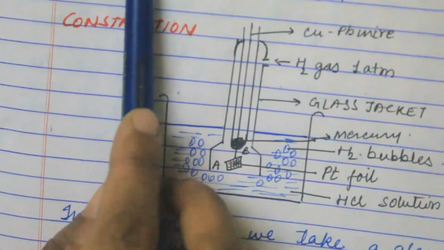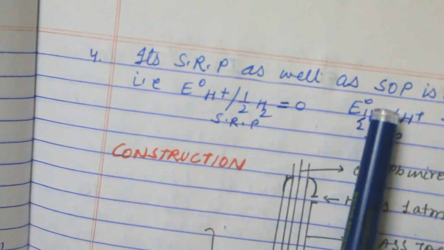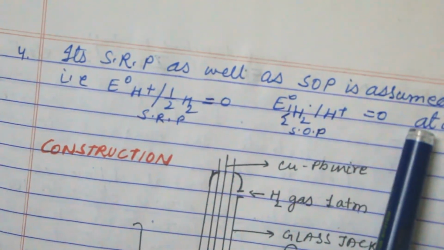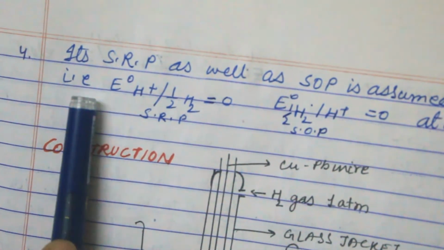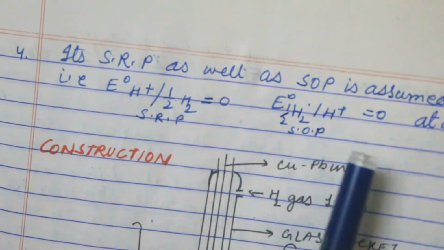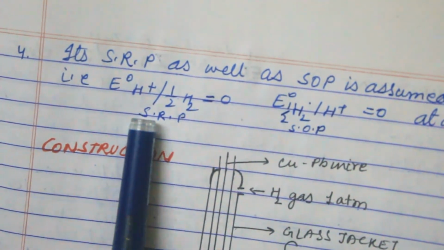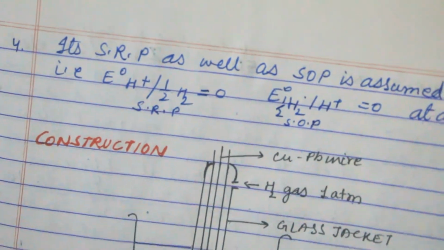Third, it can act as both anode half cell as well as cathode half cell. Fourth point: its standard reduction potential as well as standard oxidation potential is assumed to be 0, that is H plus upon half H2 is 0, and half H2 upon H plus is also 0. This is the reduction potential, this is the oxidation potential.